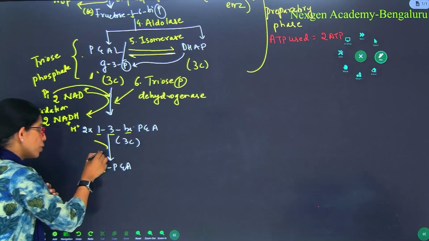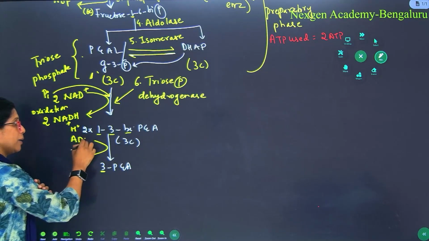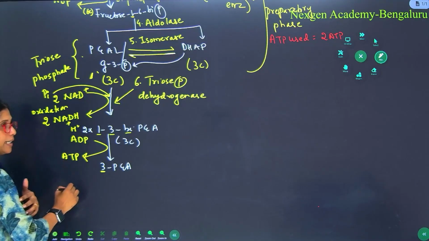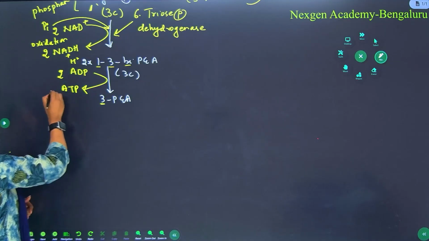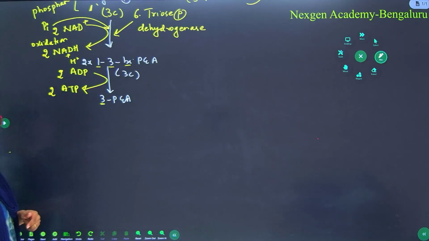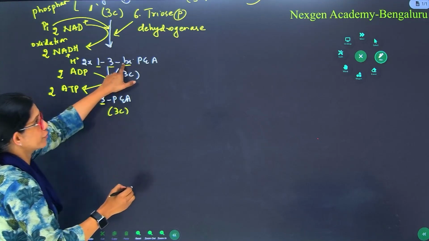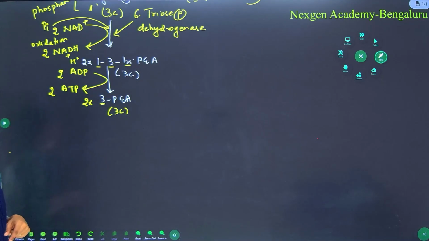So now who is accepting the first carbon phosphate group? ADP will accept this phosphate and gets converted into ATP. Since it is 2 molecules, we have 2 ADP and 2 ATP. Now this also is a 3 carbon because it is derived from here. So here also it will be 2 molecules, right?